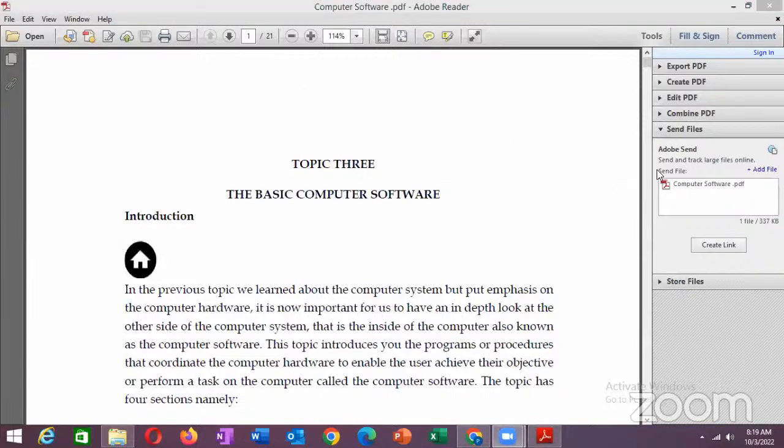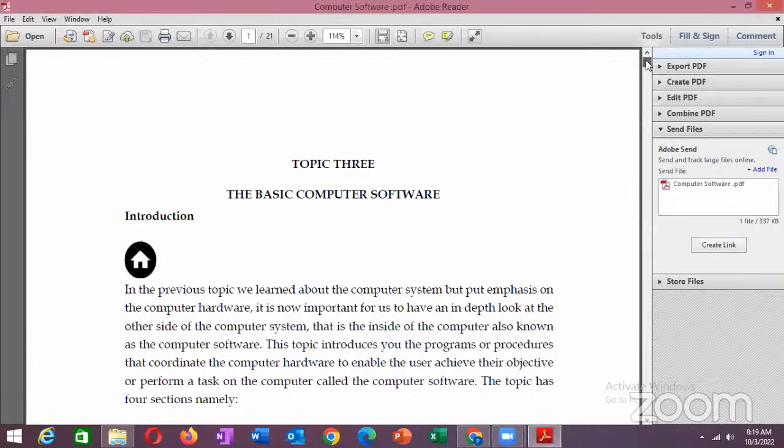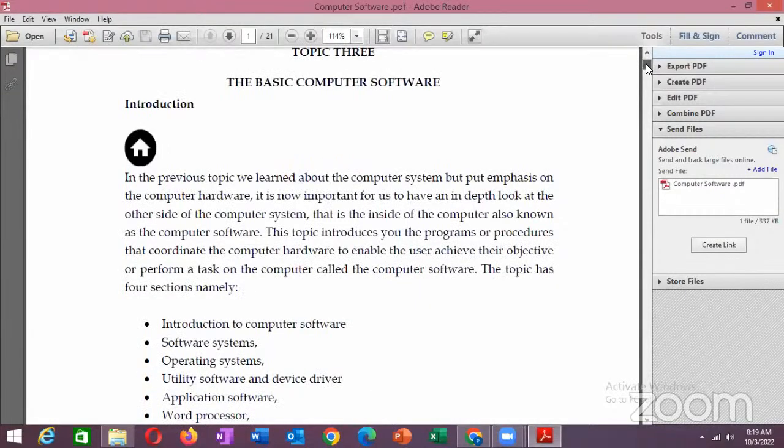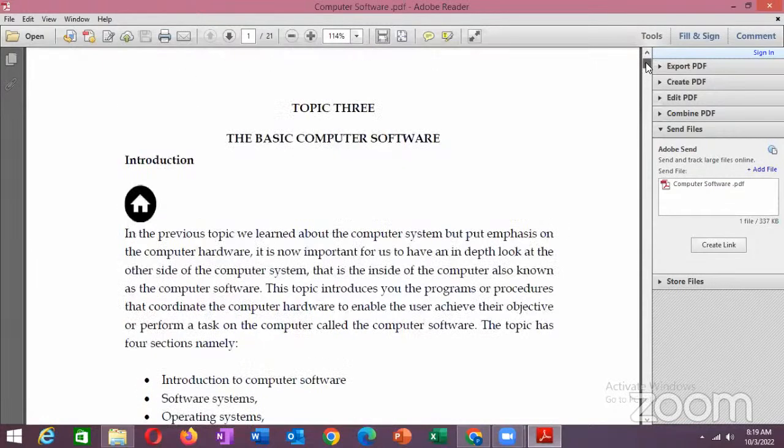Are you able to see my screen? Yes, it's okay. Okay, so let's proceed. Good morning, class. Today we are going to look at topic 3, which is our week 4, and today we are looking at the basic computer software.